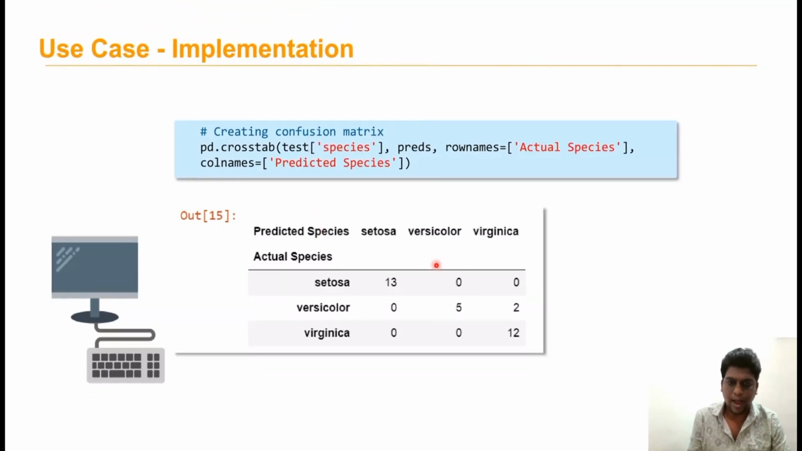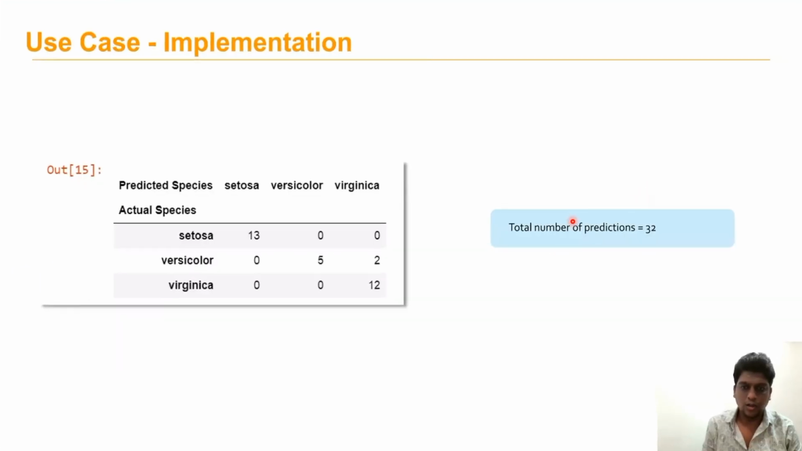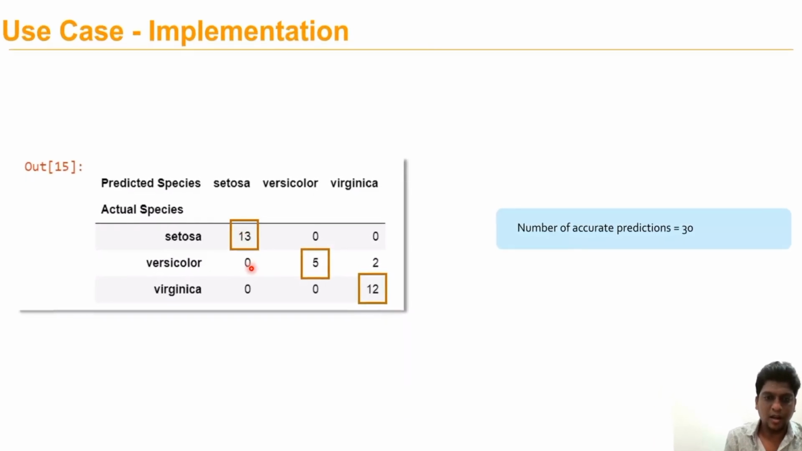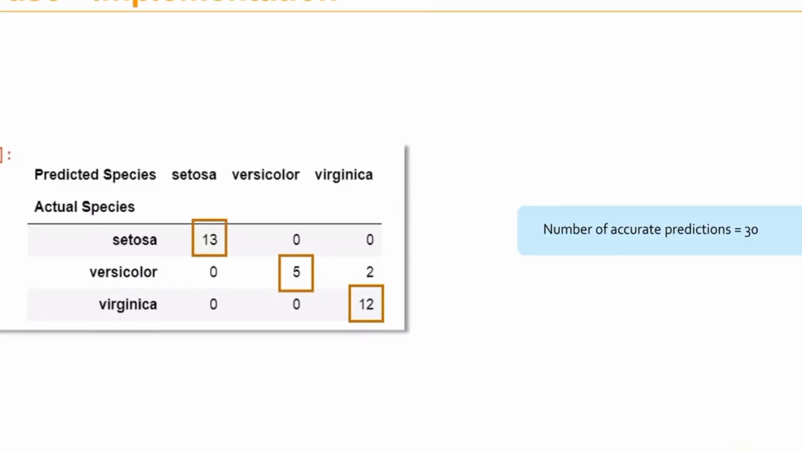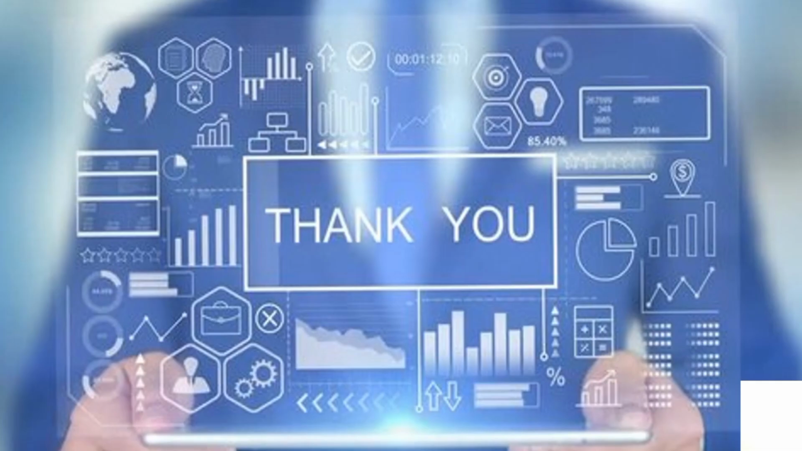Now we have to create a confusion matrix to know the accuracy level. The total number of predictions is 32: 13 plus 5 plus 2 plus 12. That is 32. The number of accurate predictions are 13, 5 and 12. Here it is wrongly predicted, it is an inaccuracy. The accuracy of the current model is given by 30 divided by 32 times 100, which is equal to 93. So this is the total and this is the correctly identified. The accuracy of the model is 93%.